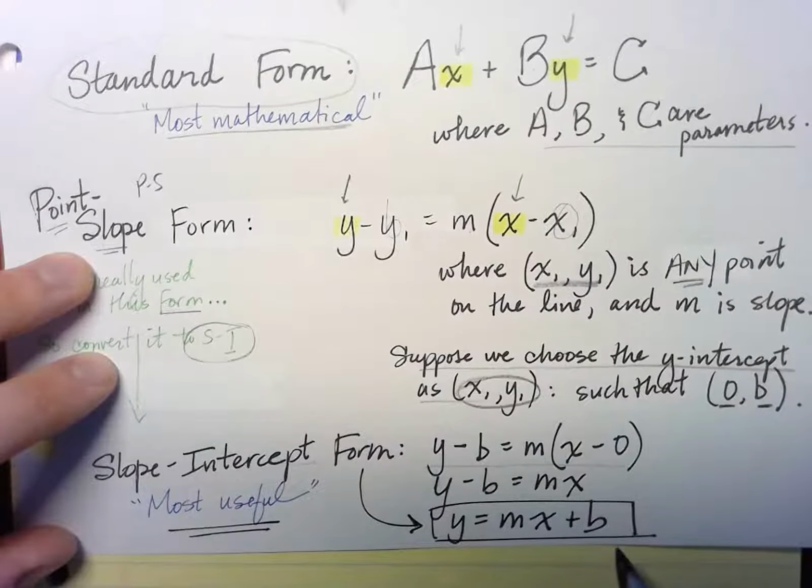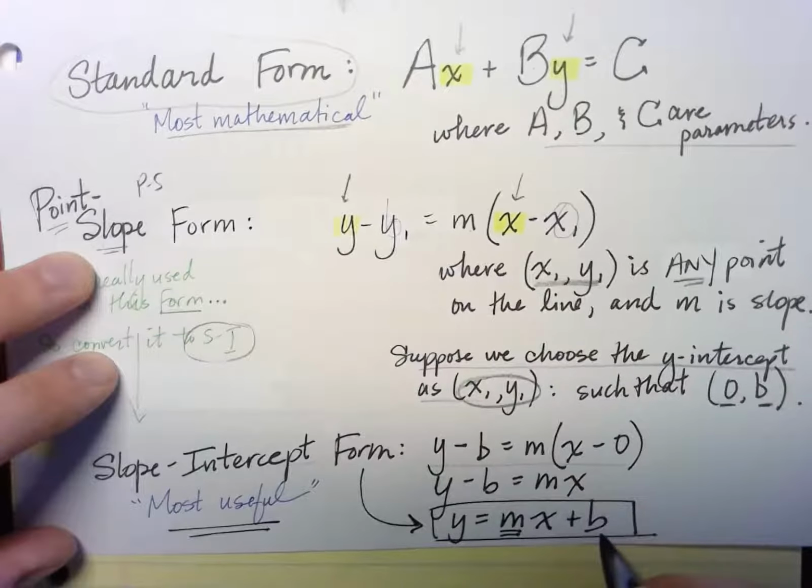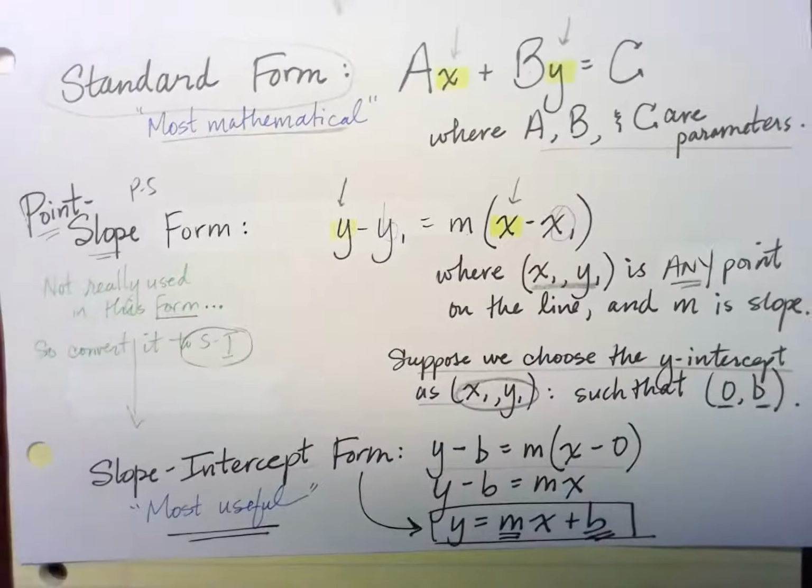You've probably heard it talked about in school, but that's what we're going to be using the most because it's the most useful. It tells you very direct information. It tells you the slope, and it tells you the intercept just from looking at it. So it's very easy to use, and it's very useful when you're considering linear equations.